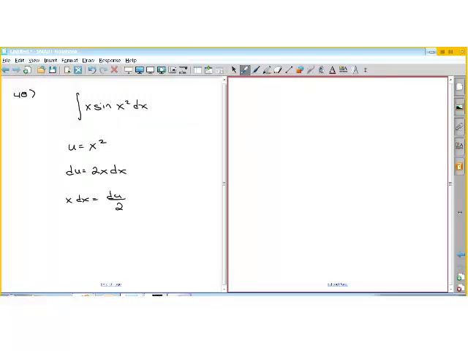So with this substitution, the expression can be written as the sine of u, sine of x squared, which is u, and we divide by 2 from here, and we multiply by du at the end. Okay, factor out a half.